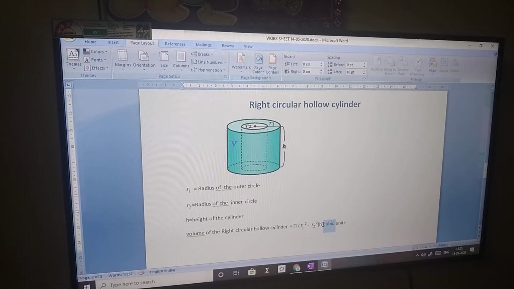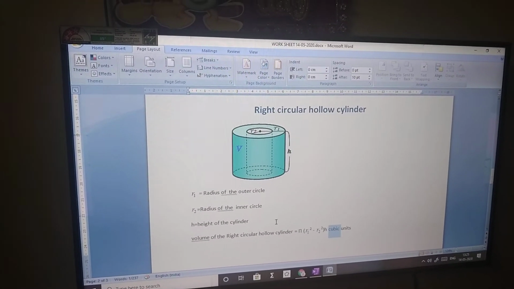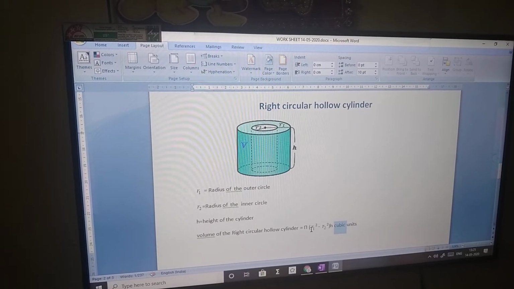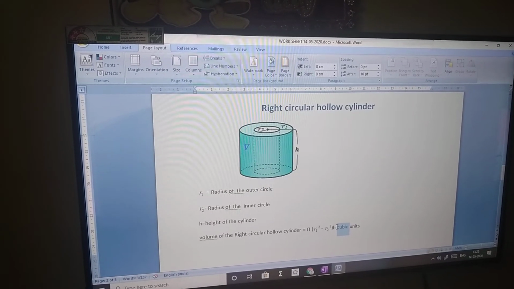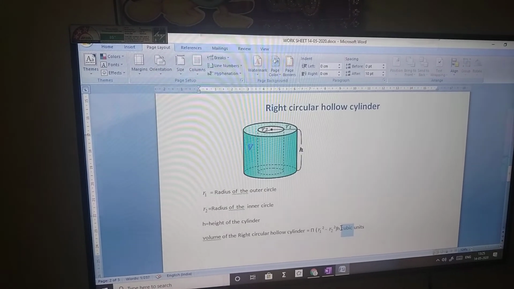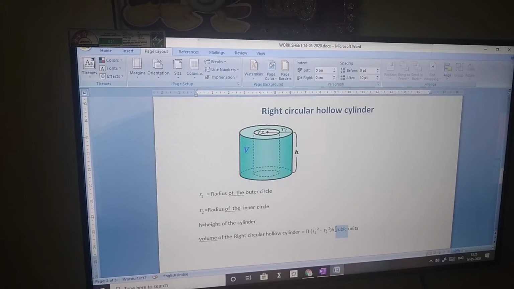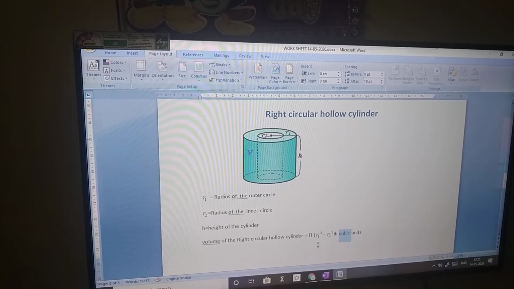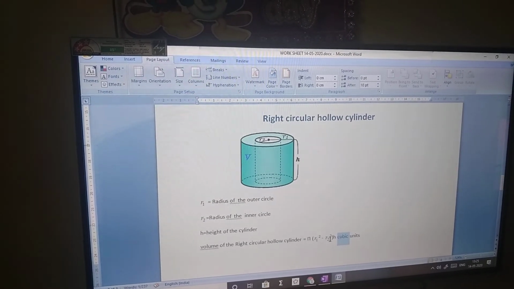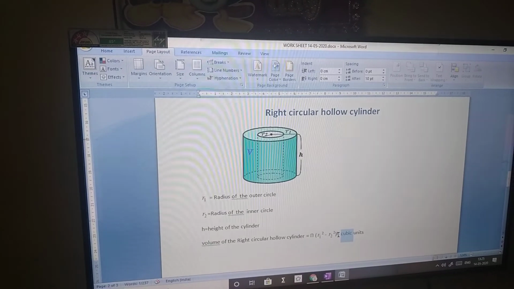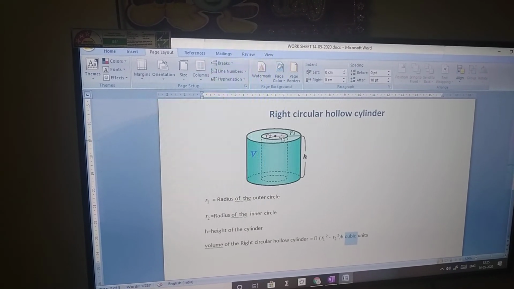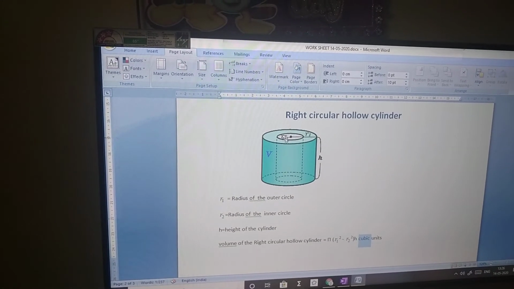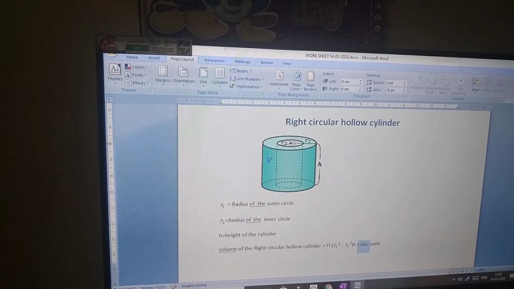Volume of prism is area of the base into height. So area of the base pi (R1 square minus R2 square) into height h. So right circular hollow cylinder volume is pi into (R1 square minus R2 square) into h. Here R1 is outer circle radius, R2 is inner circle radius.